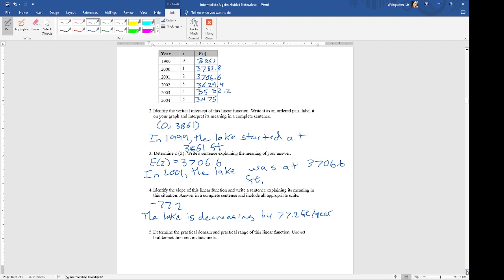Notice I didn't say it was decreasing by negative 77.2. The negative is telling me that it's decreasing. So all I need is the number, not the sign.